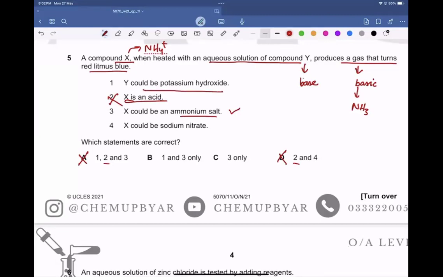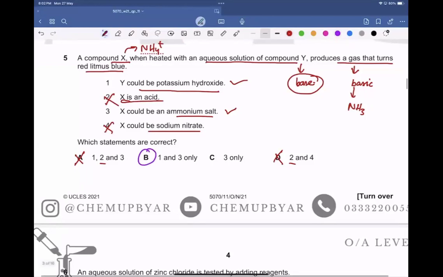Y could be potassium hydroxide. Yes, this can be correct because we said that Y is a base, right? X could be sodium nitrate. No, not at all. So 4 goes wrong. 1 and 3 are correct. So B is the correct answer. So it's B, okay?